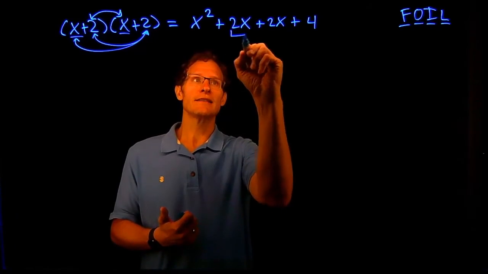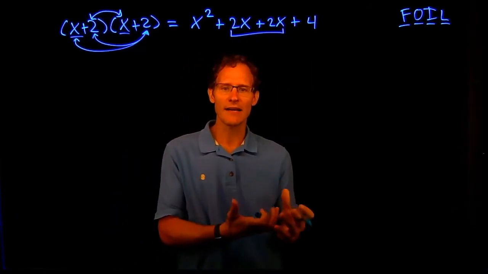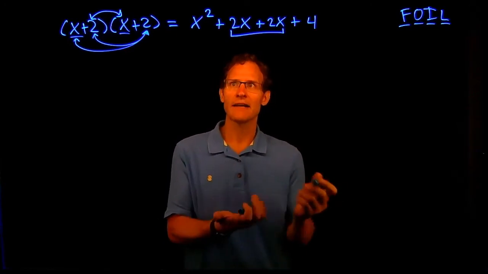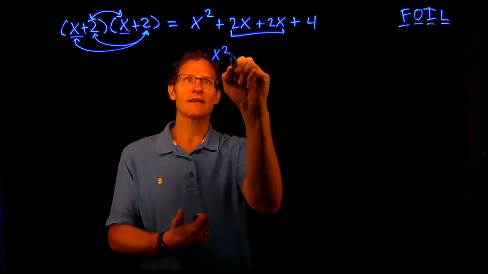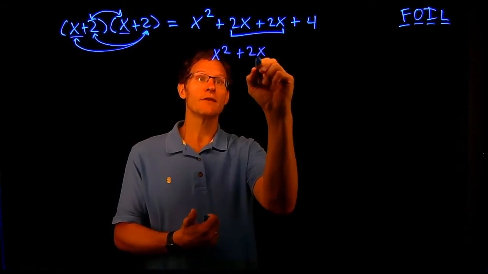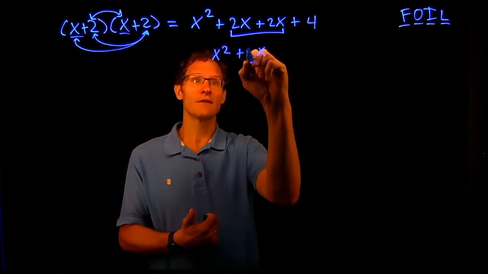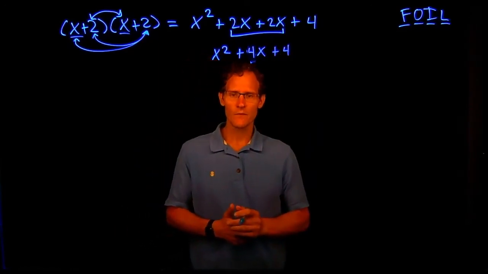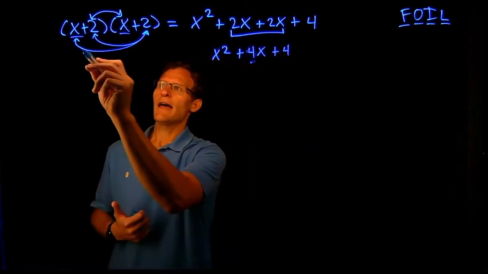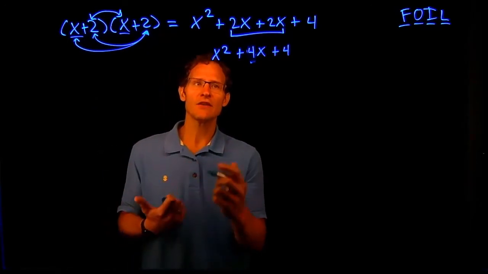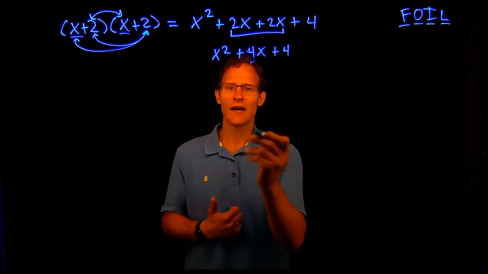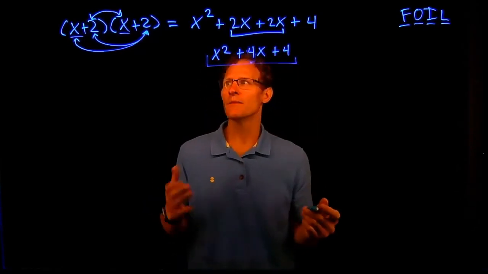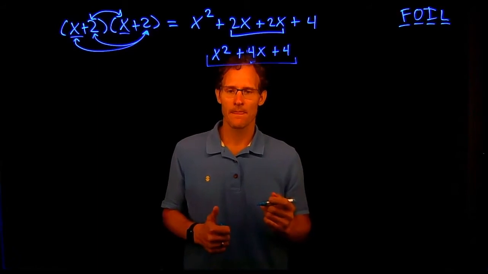So we recognize here that both 2x and 2x have the same factor of x in it, so we can combine them. 2x plus 2x is 4x. Okay? So x plus 2 times x plus 2 is equal to x squared plus 4x plus 4. And this is a much more useful form than this.